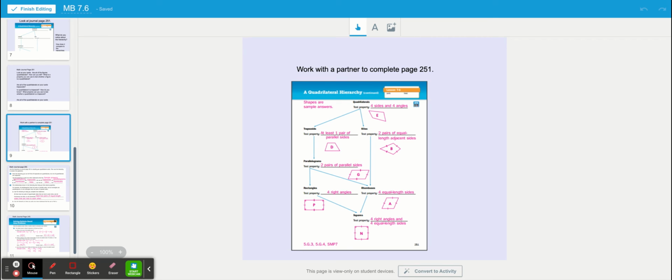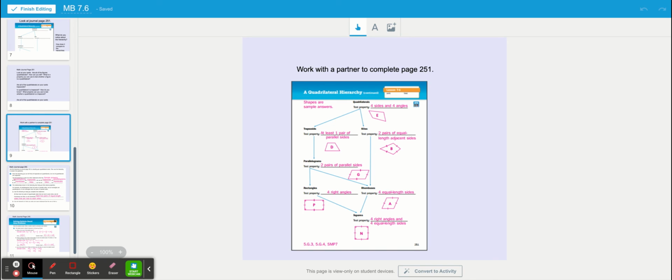Remember that the quadrilateral has four sides and four angles. Shape E gives us just that. Trapezoids have at least one pair of parallel sides. Shape D is an example of a trapezoid. I'm going to continue moving down on the left side, moving down to the parallelogram. In order for it to be a parallelogram, it needs to have two pairs of parallel sides. Shape G gives us just that.